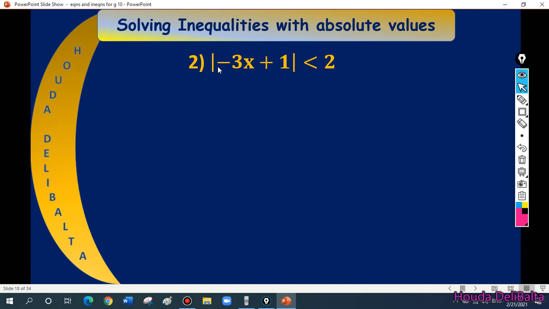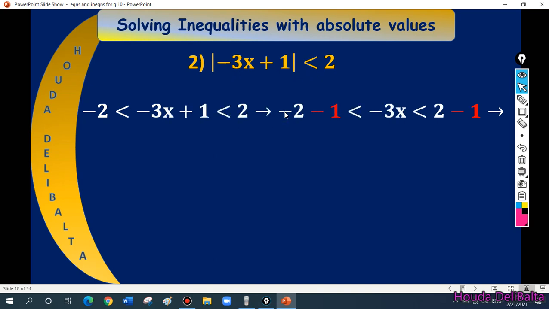Now let's see the second example. We have the absolute value of minus 3x plus 1 less than 2. Similarly to the previous example, but here there is no or equal, that's the only difference. So I put minus 3x plus 1 in the middle and it must be bounded between minus 2 and 2, as we said. We take the 1 to this side and to this side, so it becomes minus 1. So in the middle I have minus 3x, here minus 2 minus 1, and here 2 minus 1. So it becomes minus 3 less than minus 3x less than 1.